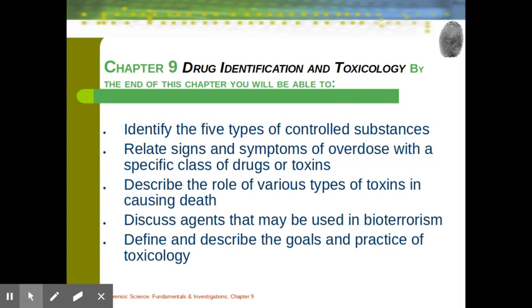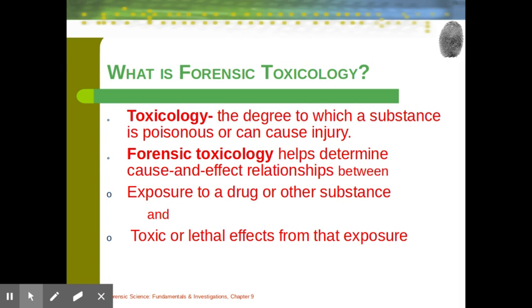So, first of all, we're going to talk about different kinds of controlled substances, signs and symptoms of overdose. Then we're going to talk about types of toxins that cause death and discuss bioterrorism a little bit and what is the goal of toxicology for a forensic scientist.